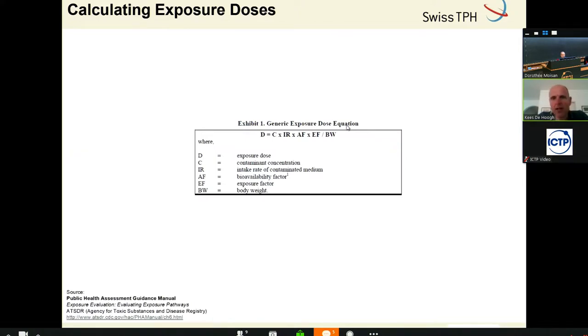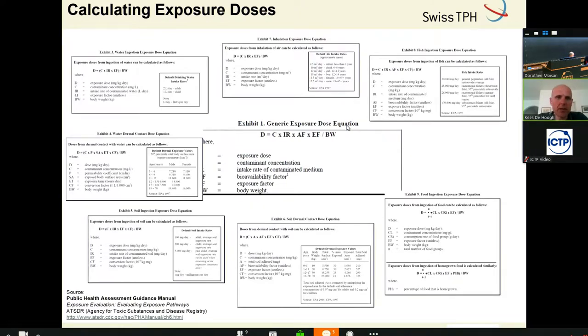And here we see the generic exposure dose equation. D is the exposure dose, and there are a number of variables to calculate that. We have C, the contaminant concentration, for instance the concentration in the air. We have an intake rate, which is, for instance, how fast you breathe or how much air you breathe in. You have a bioavailability factor, an exposure factor, and a body weight. This is the generic exposure dose equation.